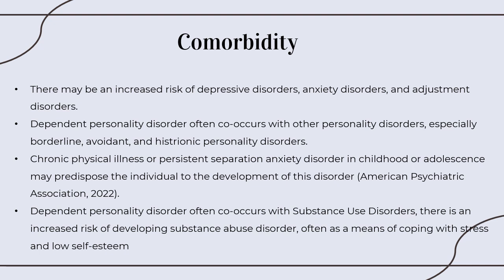Okay, so moving on to comorbidity, there may be an increased risk of depressive disorders, anxiety disorders, and adjustment disorders. Dependent personality disorder often co-occurs with other personality disorders, especially borderline personality disorder, avoidant personality disorder, and histrionic personality disorder. Also, chronic physical illness or persistent separation anxiety disorder in childhood or adolescence may predispose the individual to the development of this disorder, DPD.